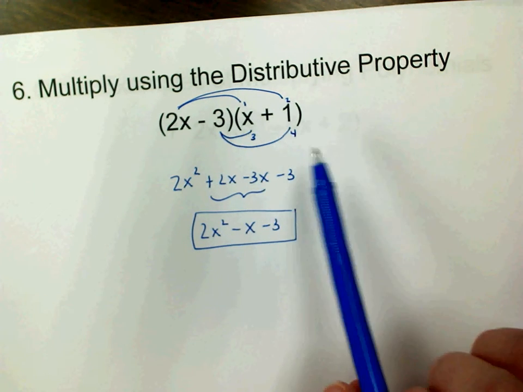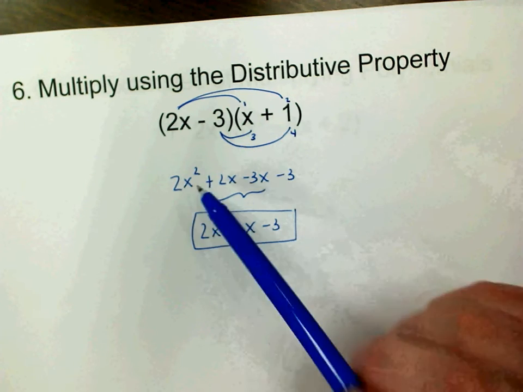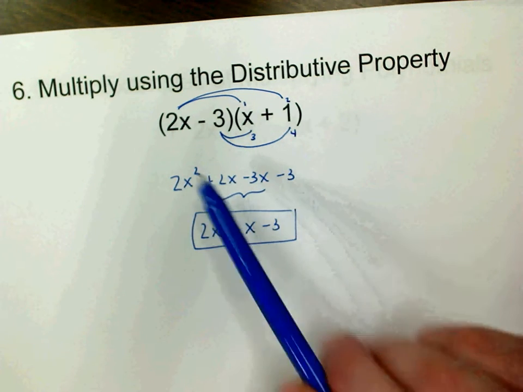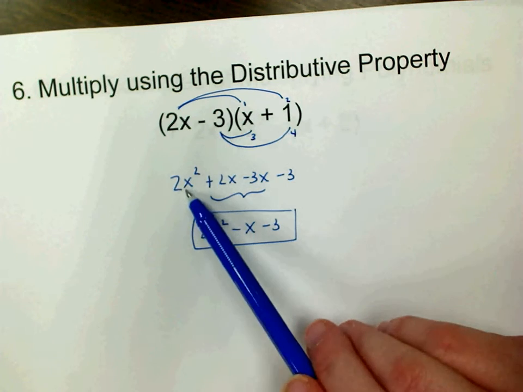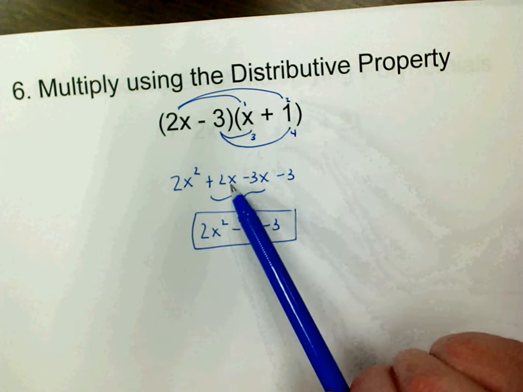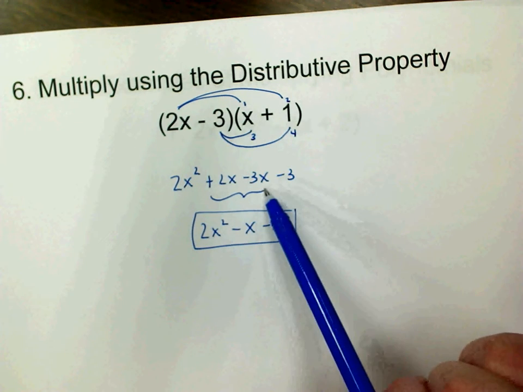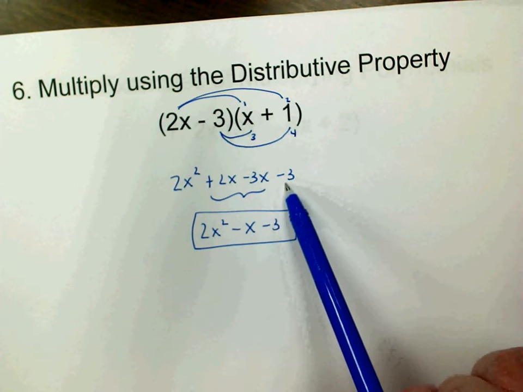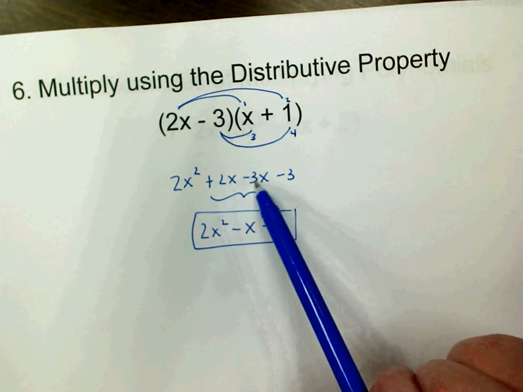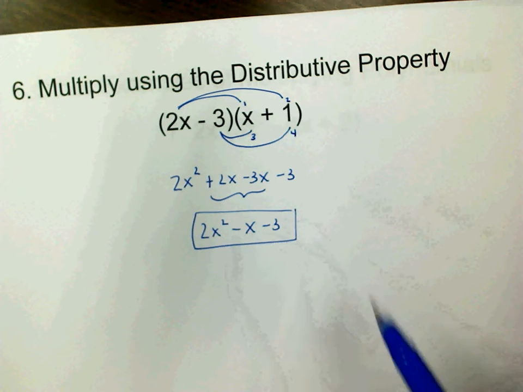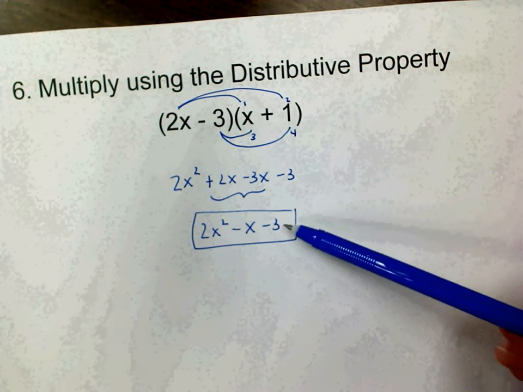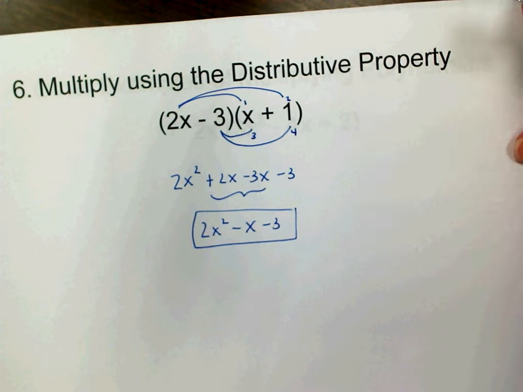Just like the box method, you're doing the same multiplications and getting the same results. 2x times x is 2x squared, 2x times 1 is 2x, negative 3 times x is negative 3x, and negative 3 times 1 is negative 3. You still must look for those like terms to combine together to get your final answer, which is again exactly the same as the other 2 methods.